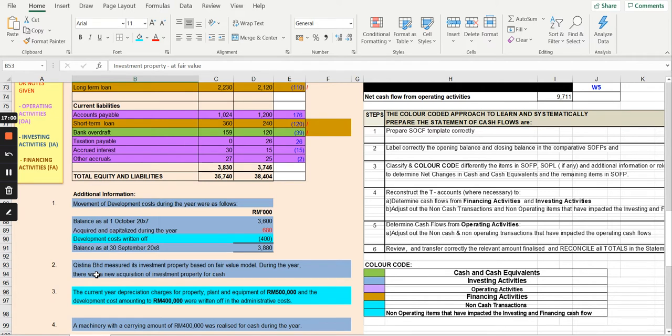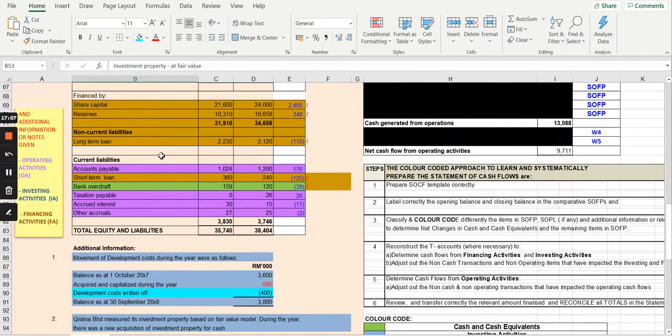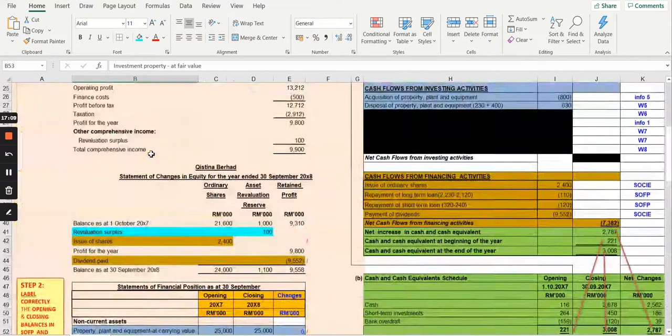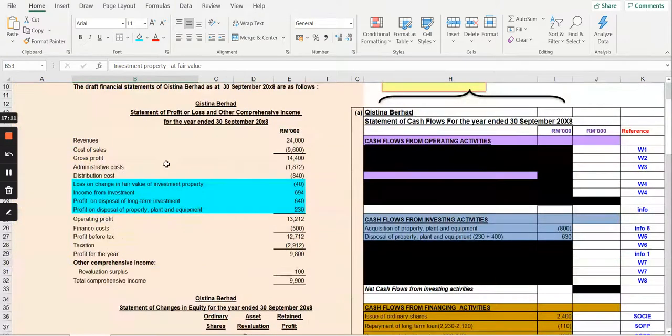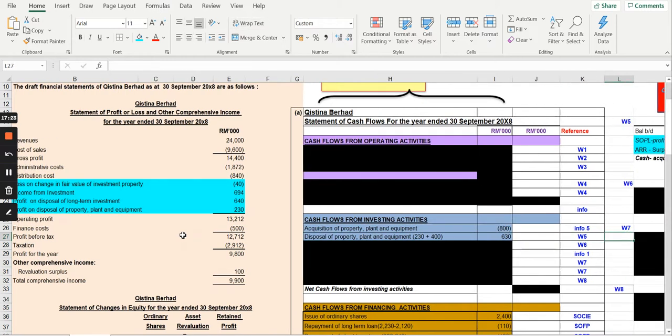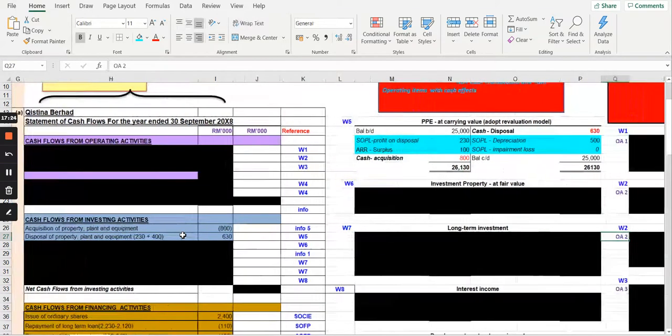That new acquisition, we will have to work it out. How? By opening up the T account. Before that, in your statement of profit or loss, this item is the loss on change in fair value of investment property. Remember the journal entry: debit the profit or loss, credit investment property. So we need to go and put back those items here.